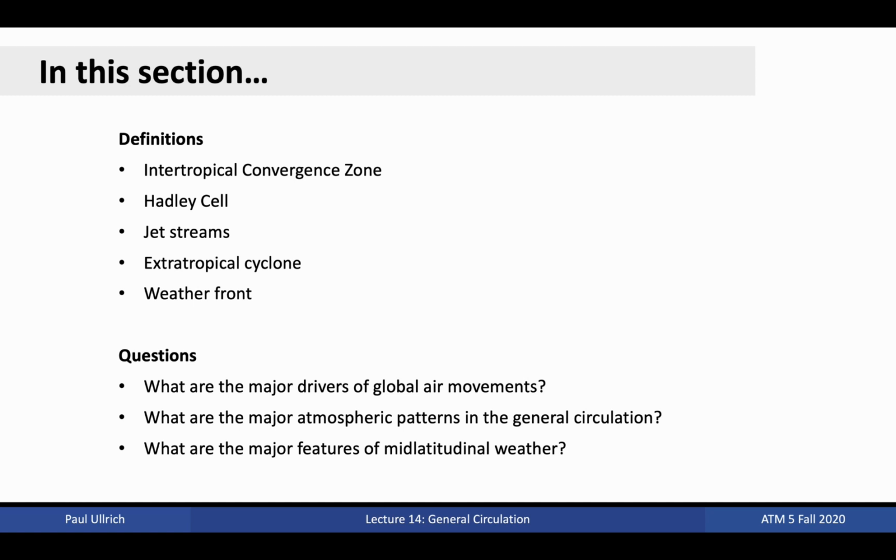We'll be asking, what are the major drivers of global air movements? What are the major atmospheric patterns in the general circulation? And what are the major features of mid-latitudinal weather?